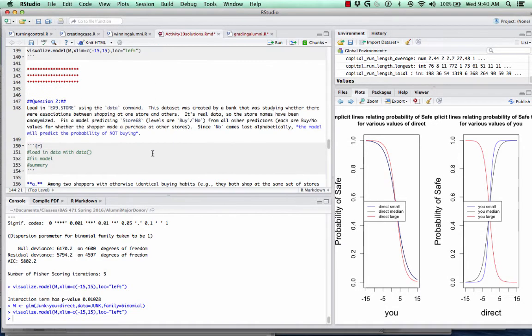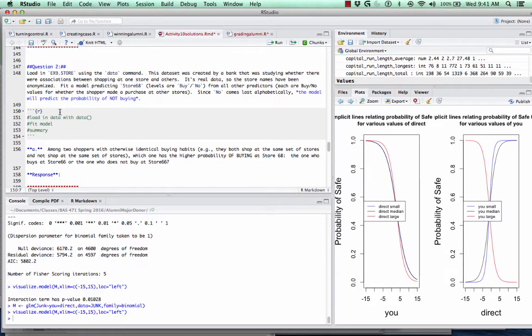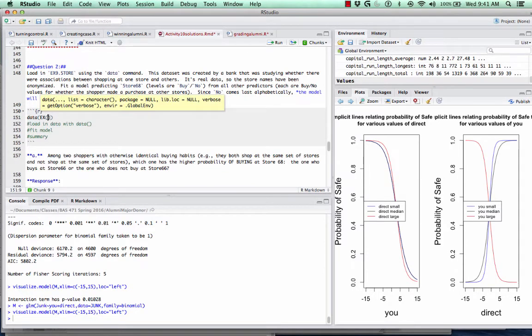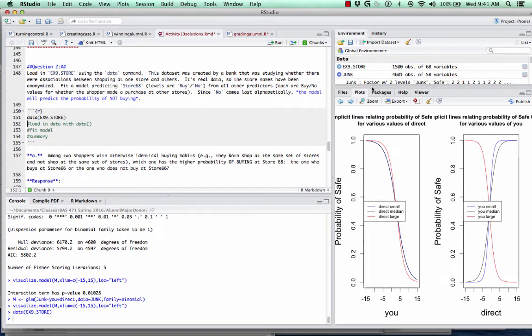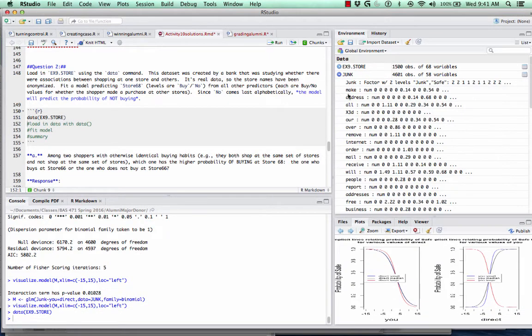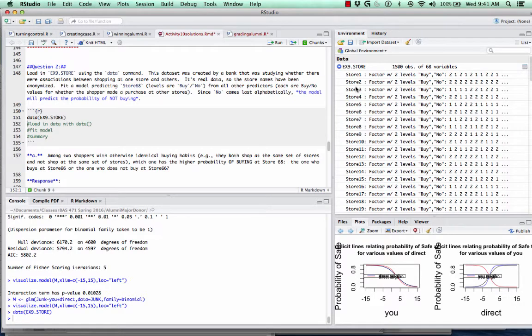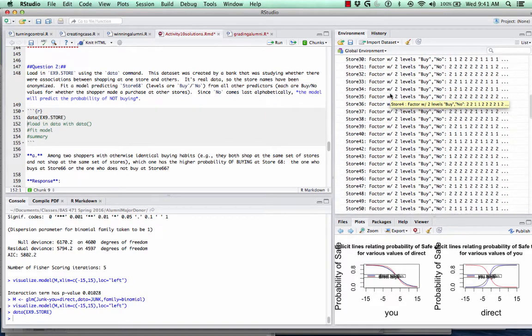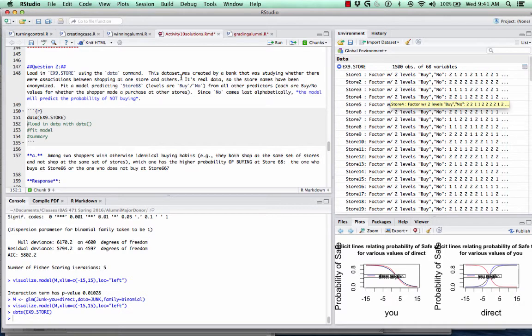All right, in question 2, we're going to look at the EX9 store data frame. So let's go ahead and load that up. In this data frame, what we have is information on shoppers' habits, whether or not they've made a purchase at store 1, store 2, store 3. It's been anonymized. And the two levels of all of these variables are either just buy or no.